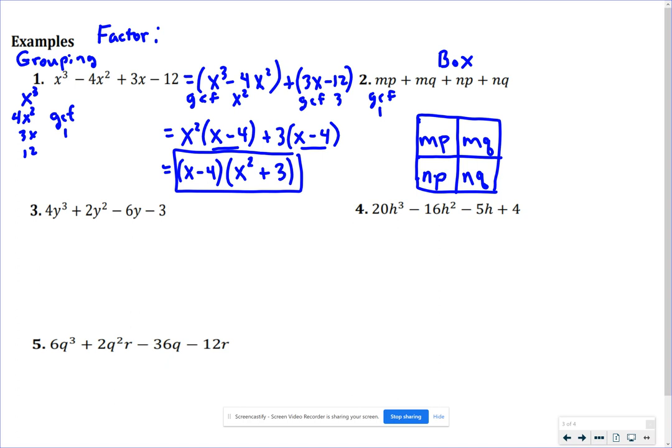So now what I need to do, let me look at the next step. It says, look at each row and column separately. So in this top row, I'm going to look for the GCF. Greatest common factor for MP and MQ is an M. So I'm going to put that out here. It says factor it out. We're going to write it outside the box because our factors are going to be outside the box. We're undoing the multiplication. For the second row, NP and NQ have an N in common. So there's that GCF.